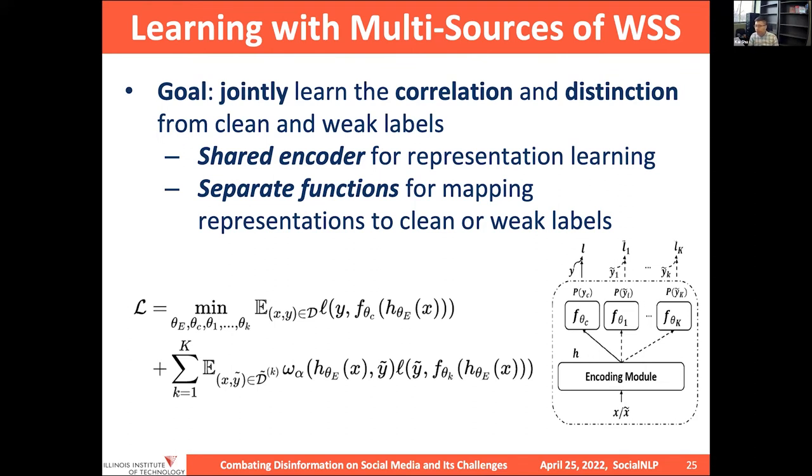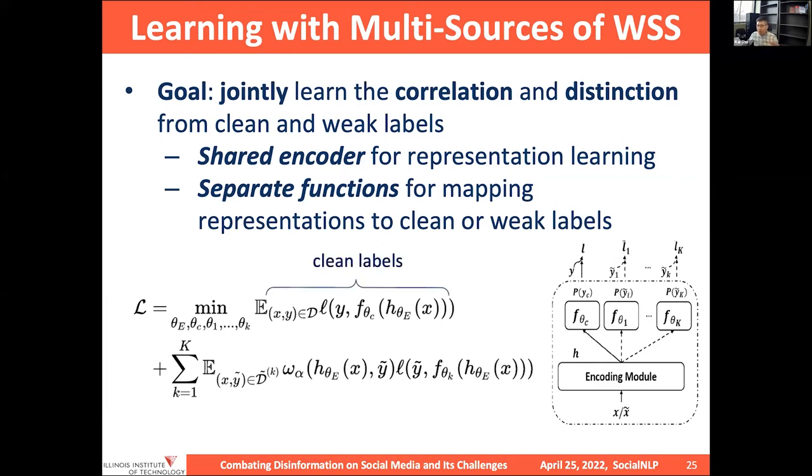Okay. So what we do is we propose a shared encoder, as you can see on the bottom right of this slide, to learn the representation from both the clean labeled data and the weakly labeled data. And then we have separate functions to map the representation to either clean labels or weak labels, okay? So the overall loss function, as shown here, is to minimize the prediction error of both clean labeled and weakly labeled data from K sources.